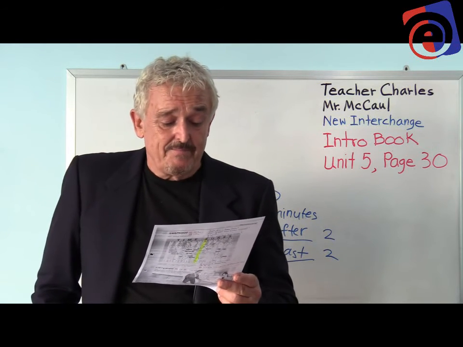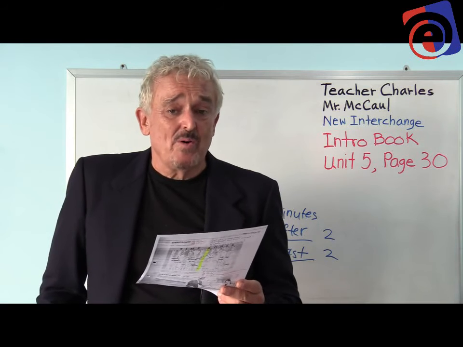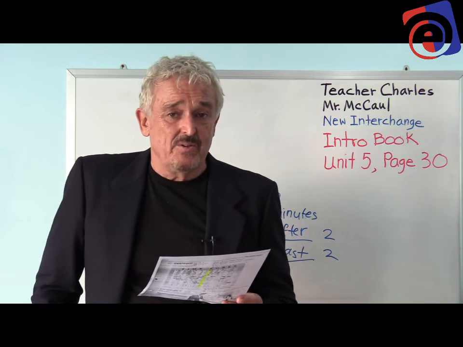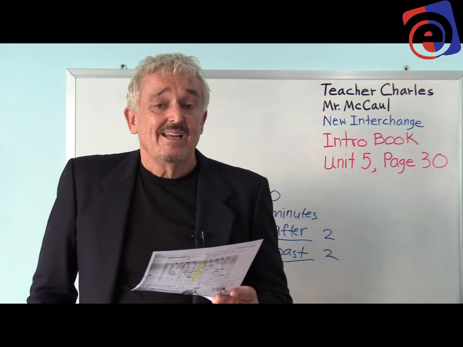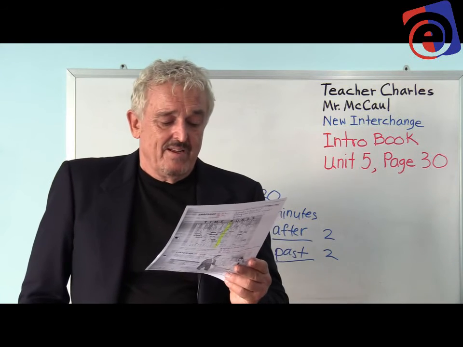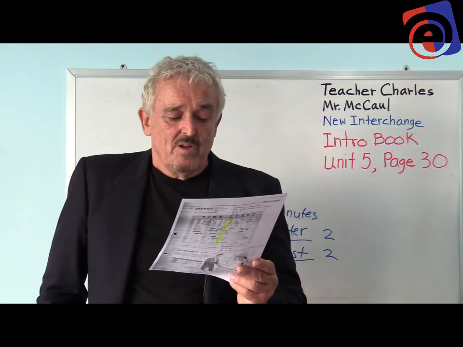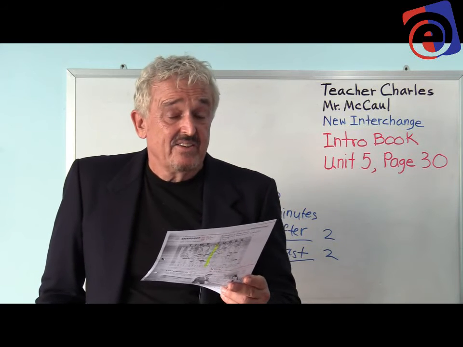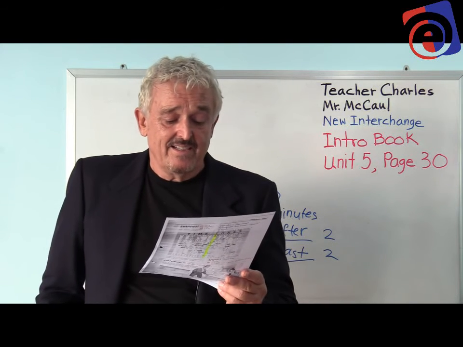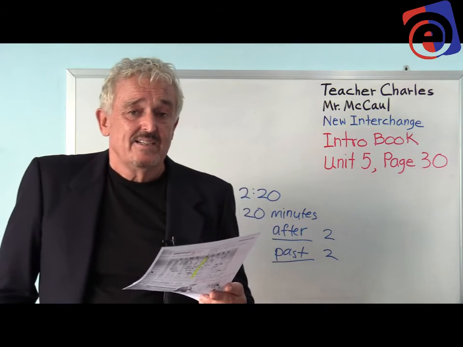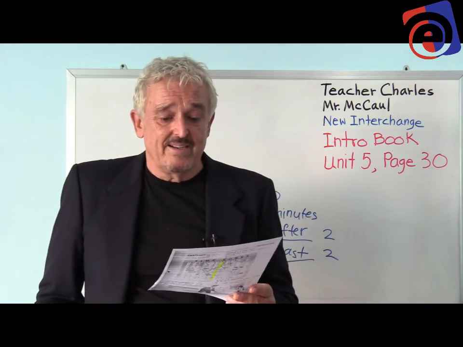Exercise B, part B. It's 2:20. It's 20 minutes past 2. It's 20 minutes after 2. There's 3 ways. Number 2, what time is it? It's 6:50. It's 10 till 7. It's 10 minutes before 7.